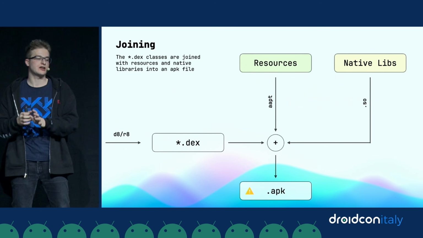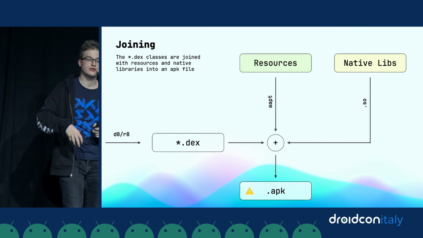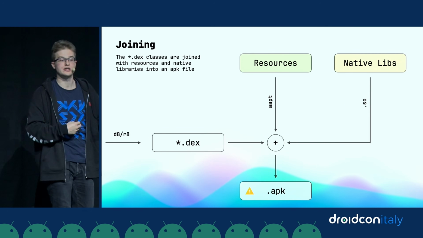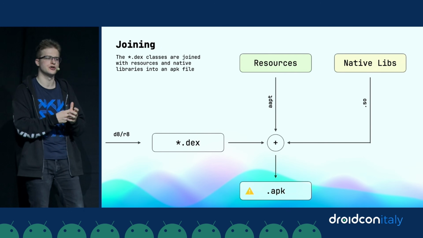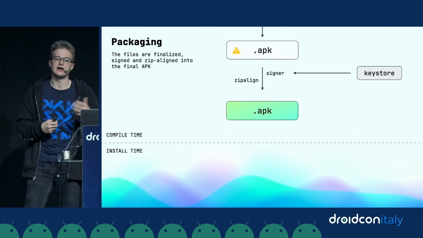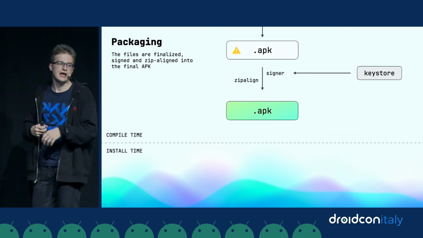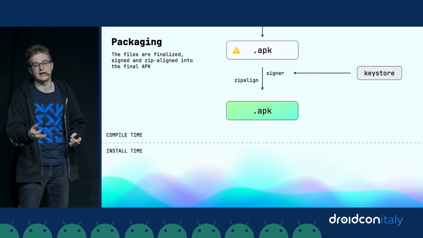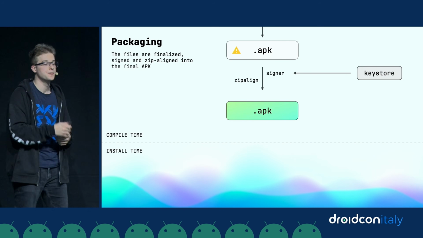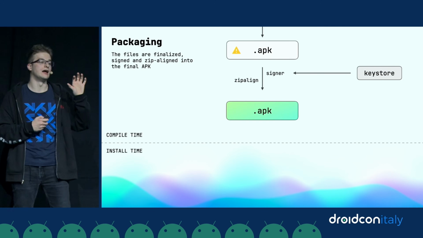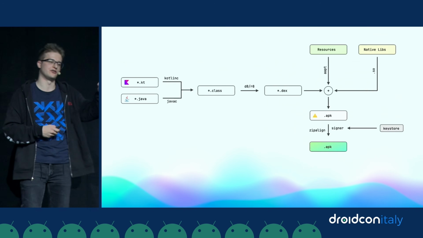Okay, then you get your DEX files, you join them with the resources, you join them with any native libraries and everything else that you can code in your application. They are all joined together in an APK file. Then the APK file is signed and zip aligned with your keystore, and that is more or less your job as a developer. Once you sign your APK, your Android app bundle, whatever you're doing, you send that off to the Play Store. Now, that is the whole scheme.